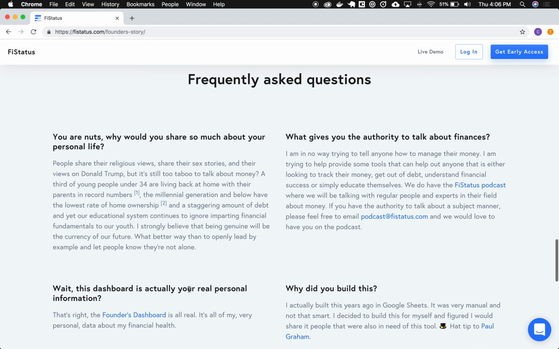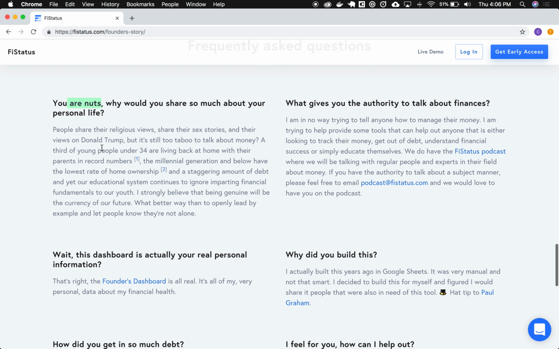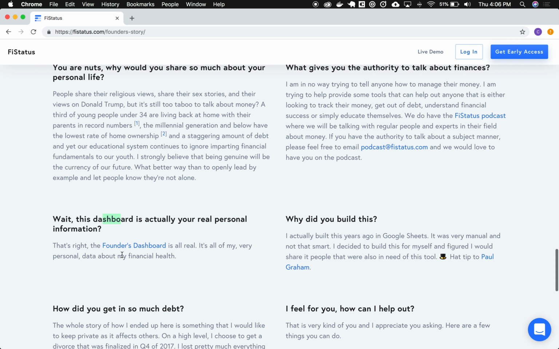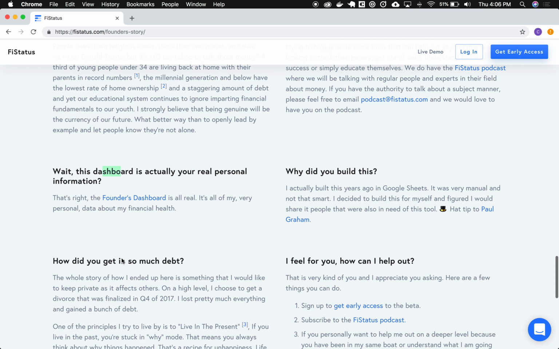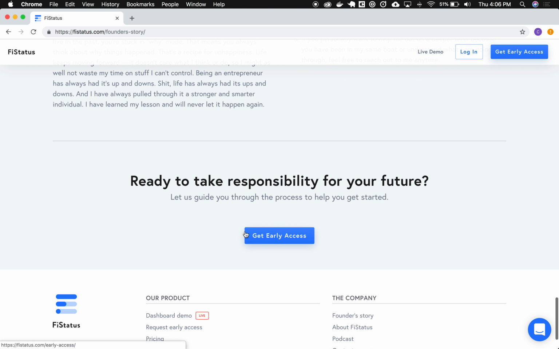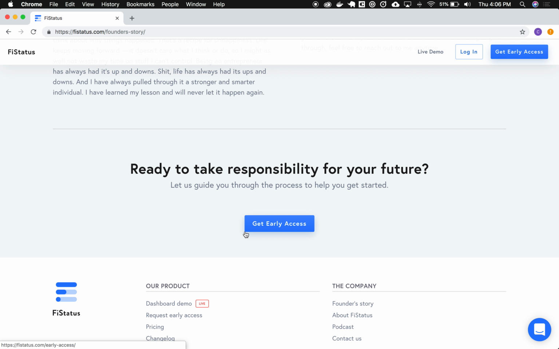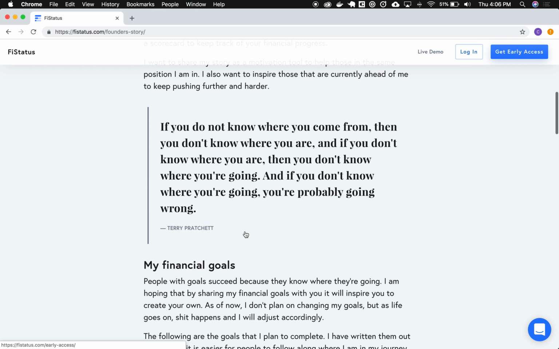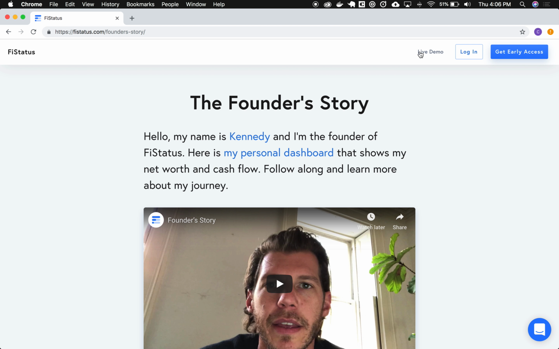And then down here below I have frequently asked questions. Am I nuts? I think I am. Is the dashboard my real information? It absolutely is my real information. Why did I build this? How can you help out? I feel like that's something important that a lot of people maybe have not seen or have not read. But let's jump right into the meat of it.